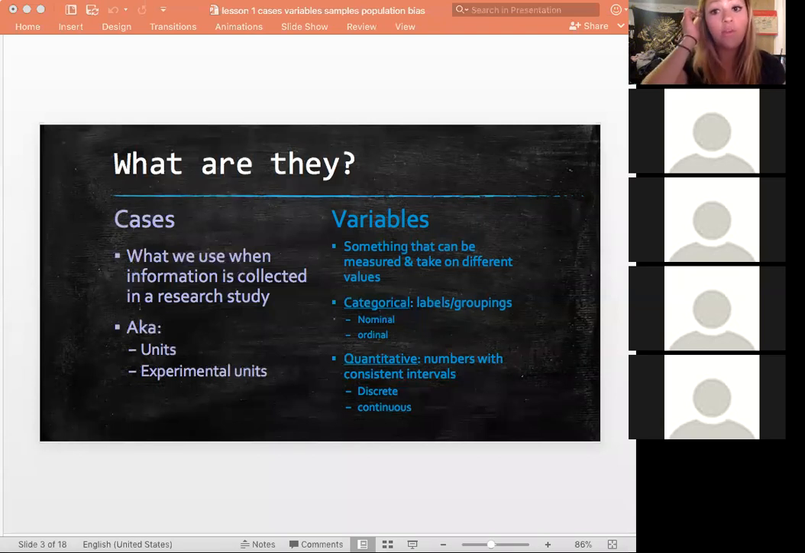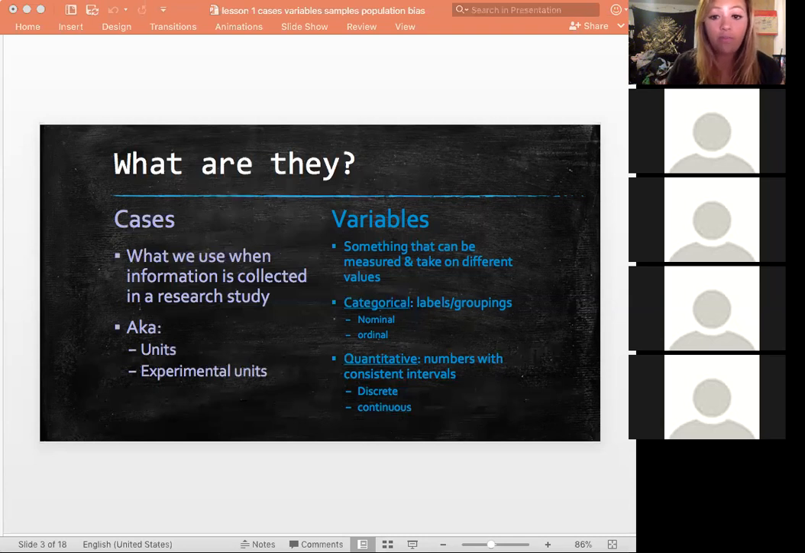So we have two different types of variables. We have categorical variables, which have labels or groups. These are things like colors or brands of something, flavors of something. And then we have two different types of categorical variables, which are nominal or ordinal. Nominal variables don't have any sort of hierarchy, no sort of order to them. They can basically take any order. Those are things like flavors, for example. And then ordinal are things that do have a hierarchy. So if we have class standing, like freshman, sophomore, junior, senior, that would be an ordinal categorical variable because it is a category, a label, but it does have a specific order to it.